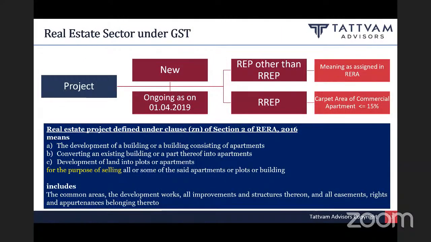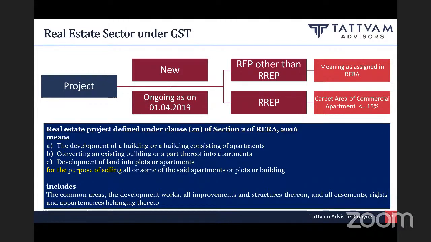The entire tax implication is dependent upon the fact whether my project is RREP project or REP project. Friends, if you recall, in part 1, we have discussed this concept. RREP means residential real estate project, which refers to a project in which carpet area of the commercial apartment is less than or equal to 15%. So in a real estate project, if I am building 1 lakh square feet, out of which 90,000 square feet is residential and 10,000 square feet is commercial, this 1 lakh square feet project will be treated as RREP, residential real estate project.